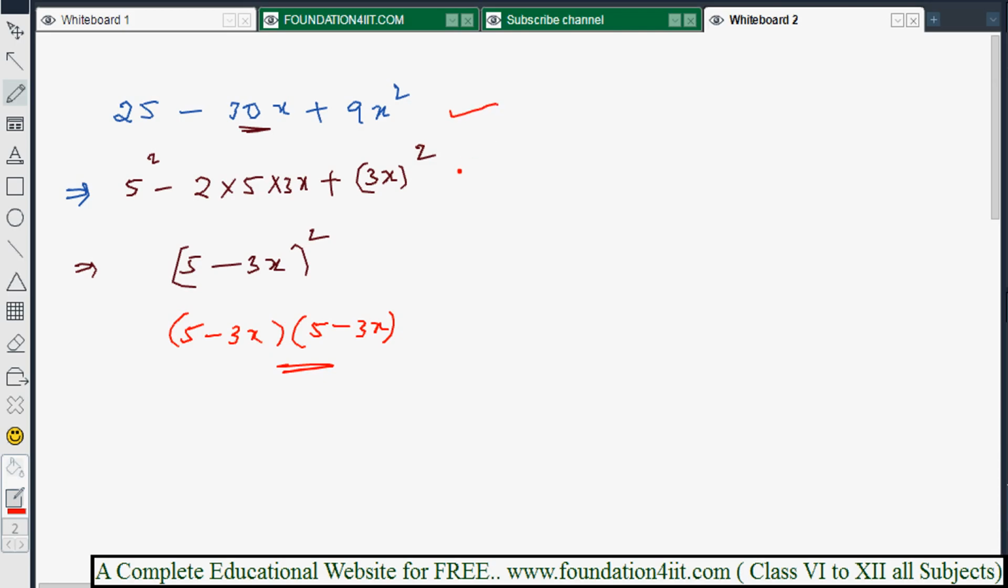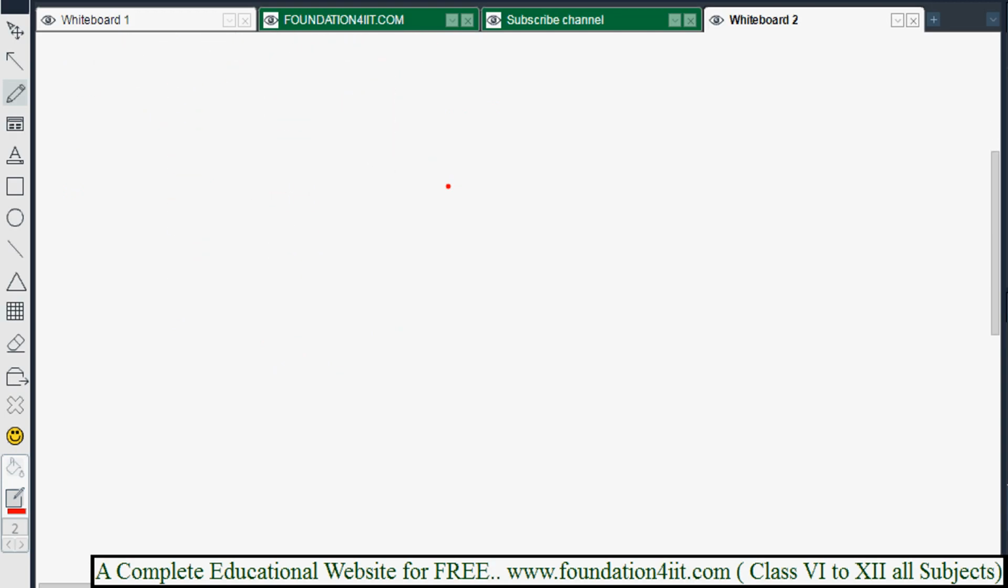Now let's see one more question. Okay, for example, the problem is like this. Factorize 9z to the power 10 minus 12xy square z power 5 plus 4x square y to the power 4. We need to verify whether we can apply perfect square trinomial factorizing or not. Okay, now let's check this.